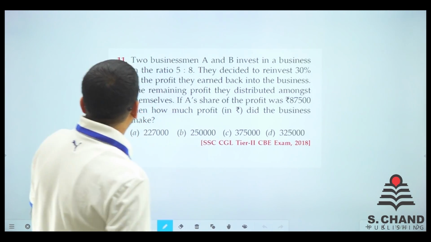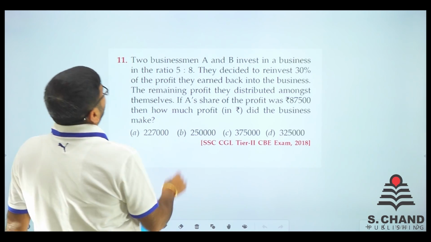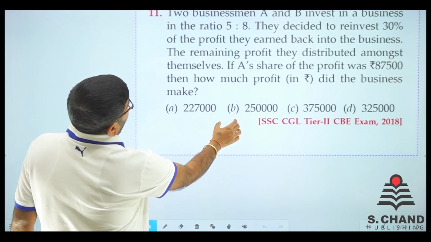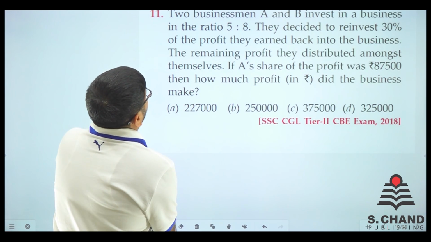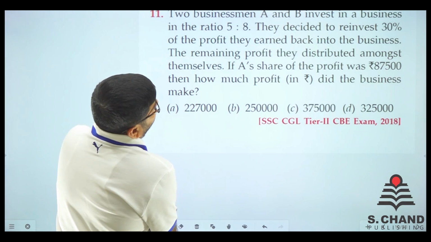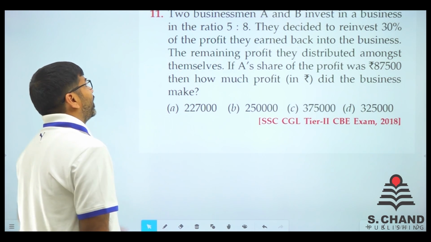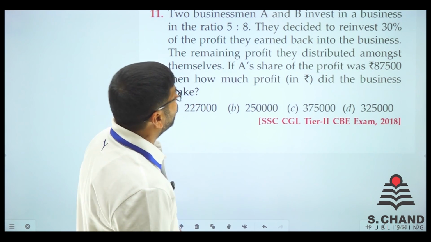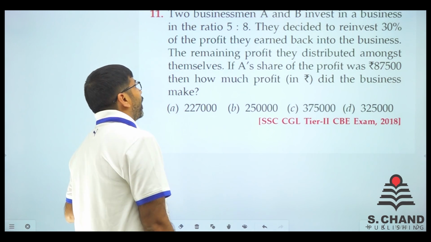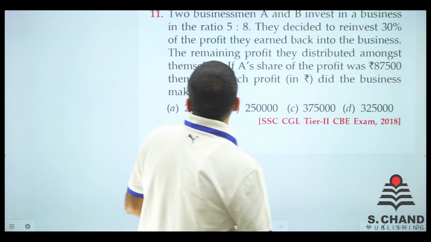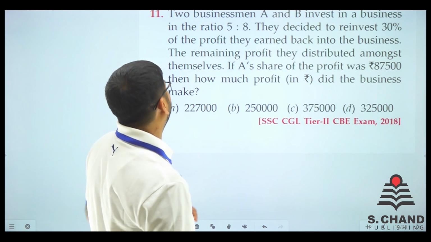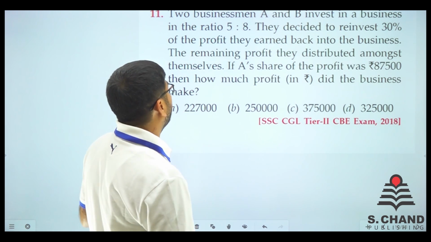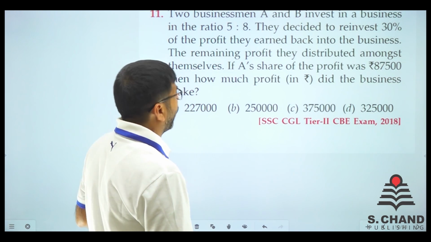Next question we brought for you is question number 11. Let's see what it says. It says two businessmen A and B invested in business in the ratio of 5:8. They decided to reinvest 30% of the profit they earned back into the business. The remaining profit they distributed amongst themselves. If A's share of the profit is 87500, how much profit did the business make?